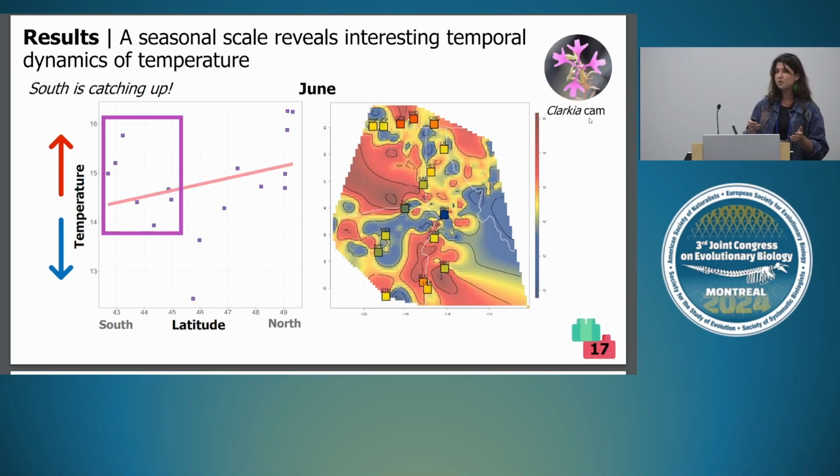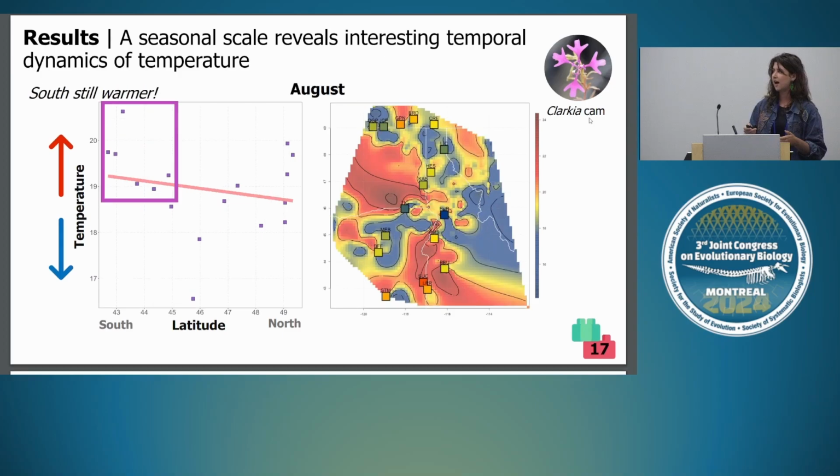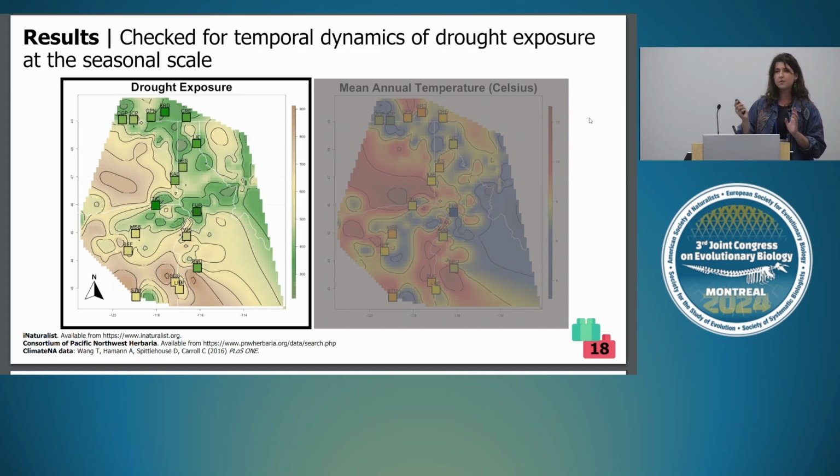And then in June, the south starts to catch up and then overtakes the north in July. And this is still happening, that the south is still on average warmer during August. And this is during that time when Clarkia is starting to flower and has finished flowering by August. So we've now looked at temperature and we saw that there's this interesting pattern across time, across the year.